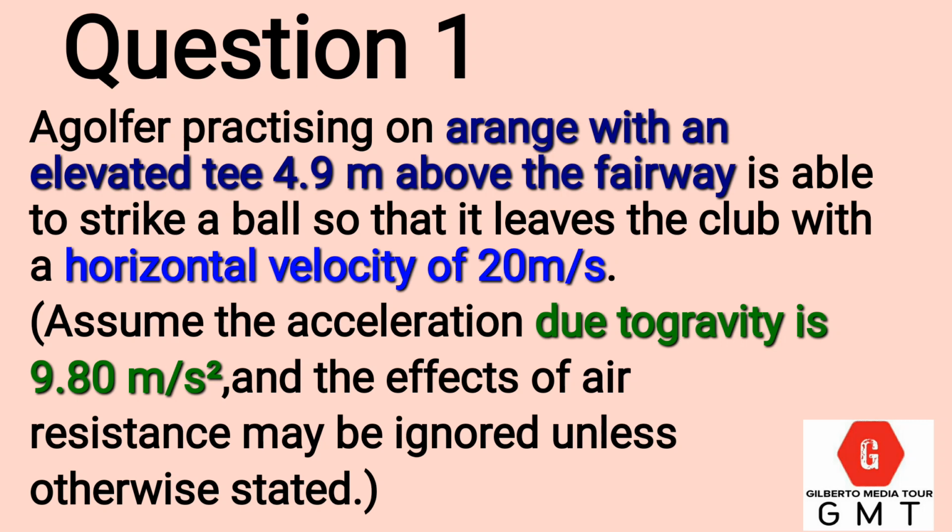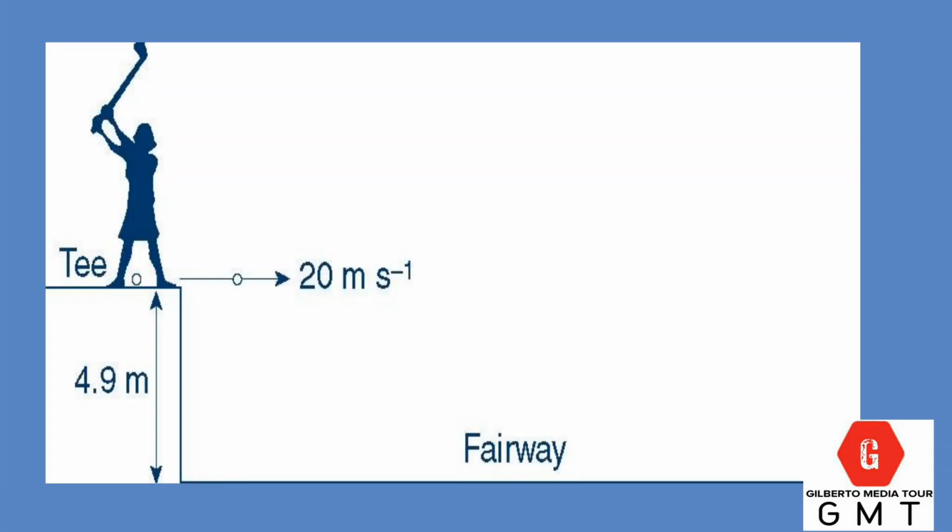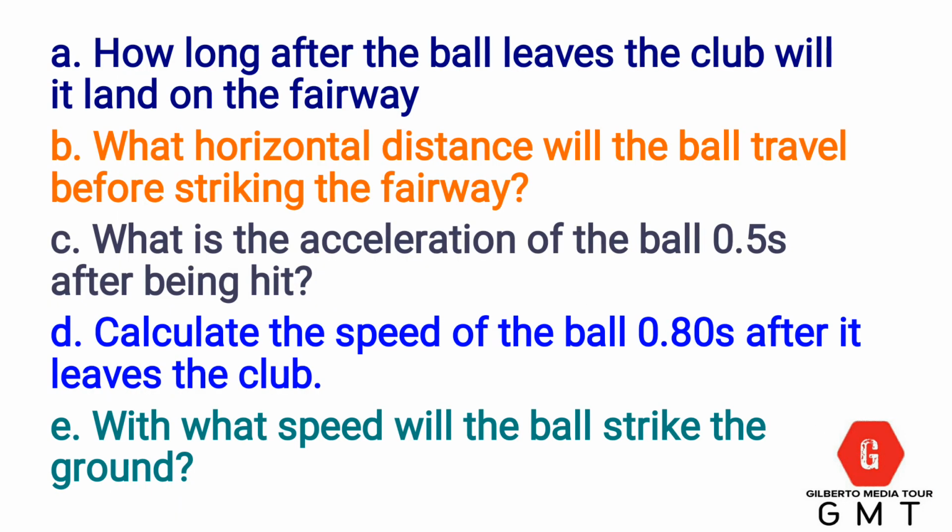The first question: a golfer is practicing on a range with a tee 4.9 meters above the fairway and is able to strike a ball so that it leaves the club with a horizontal velocity of 20 meters per second. Assume the acceleration due to gravity is equal to 9.8 meters per second squared, and the effect of air resistance may be ignored. This is the motion of the ball from the cliff, or from the elevated tee.